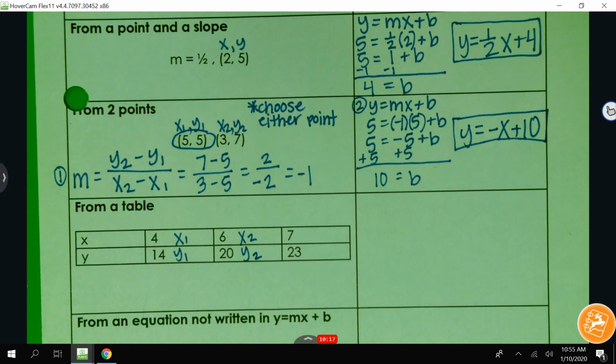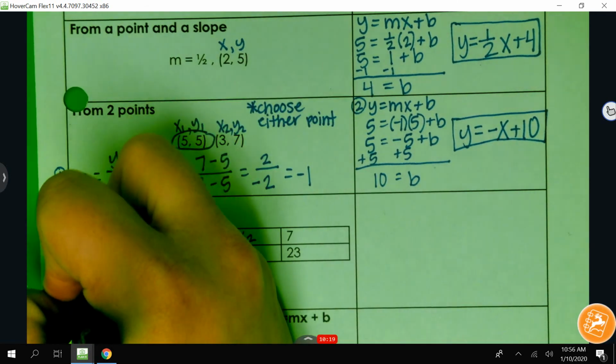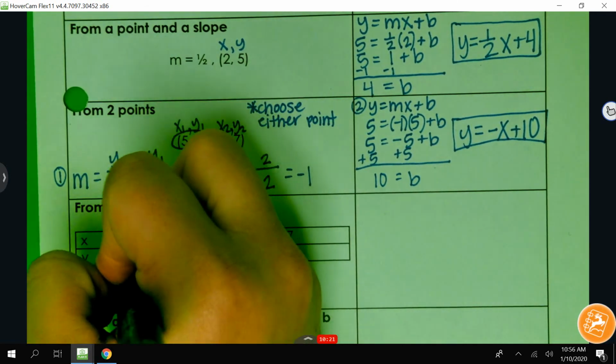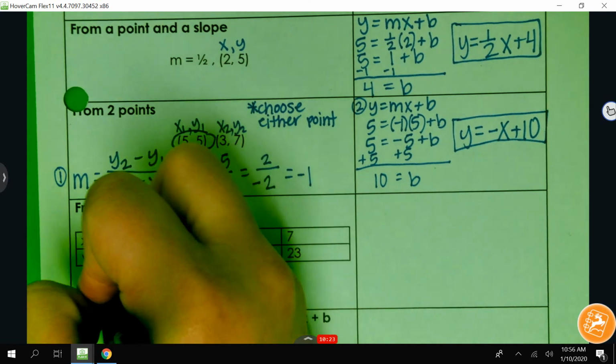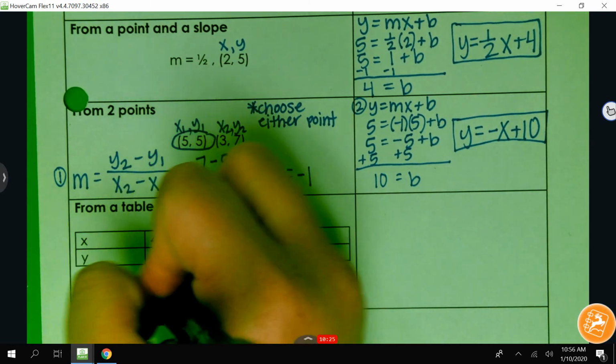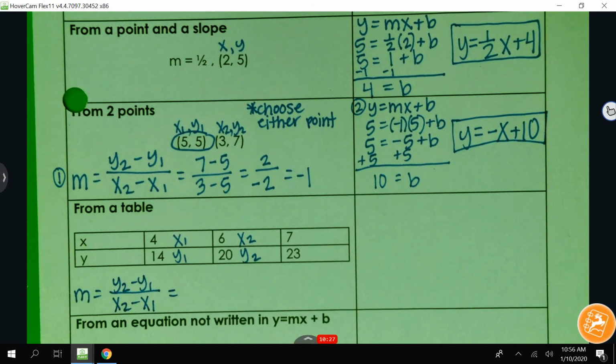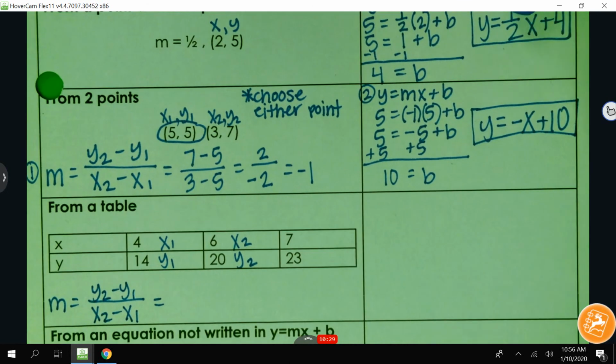Okay. And then we're going to use that same formula. Can y'all see that okay? Make it a little bit bigger.